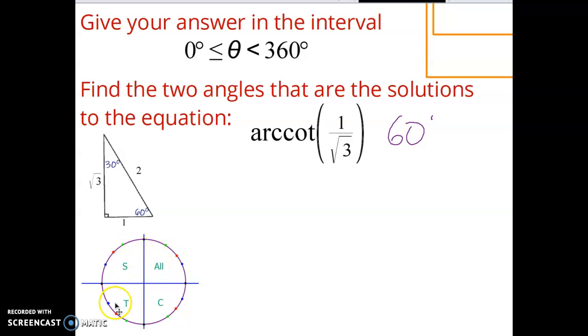Cotangent is positive in the first and the third. So 60 degrees is my first quadrant answer. We're good with that. So now let's figure out the third quadrant answer. To move my reference angle of 60 degrees into the third quadrant, I'm going to go around past 180, 60 degrees more. So 180 plus 60 degrees more, 240 degrees. So my two answers here are going to be 60 degrees and 240 degrees.